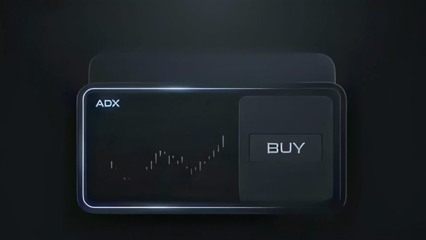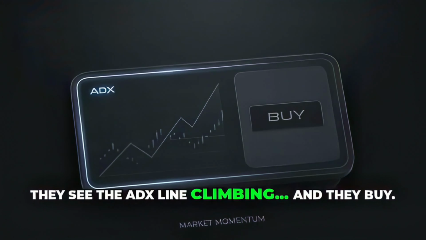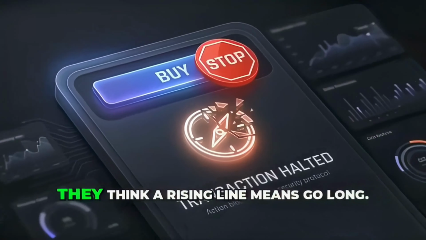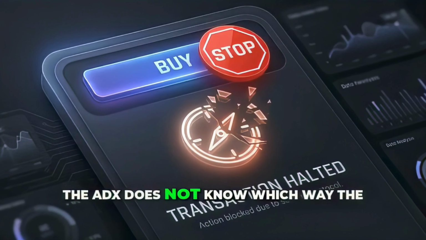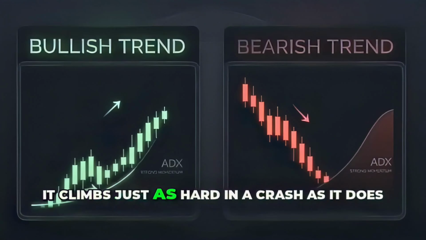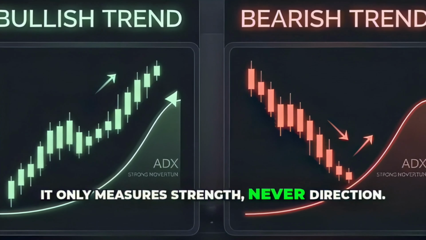Okay. Here's the number almost everyone misreads. They see the ADX line climbing, and they buy. They think a rising line means go long. Stop. The ADX does not know which way the market is moving. It climbs just as hard in a crash as it does in a rally. It only measures strength, never direction.